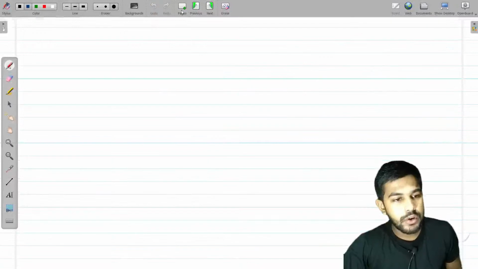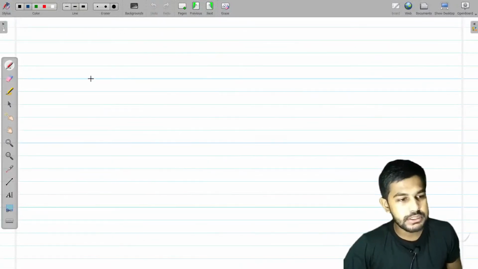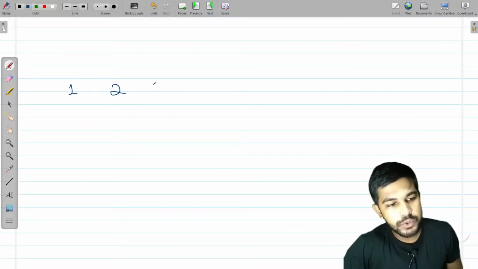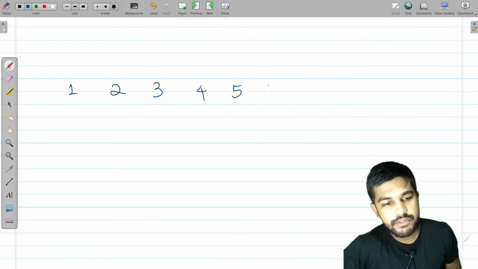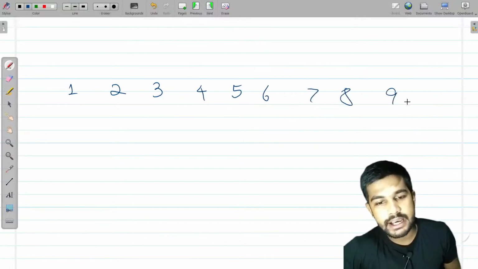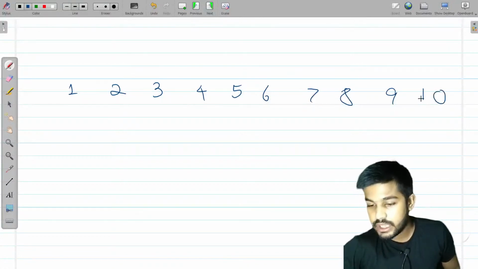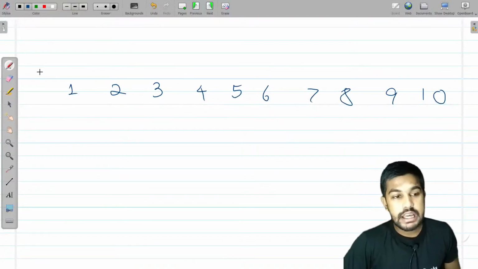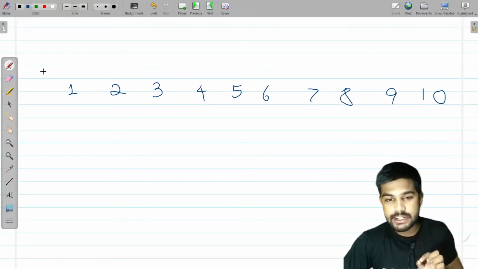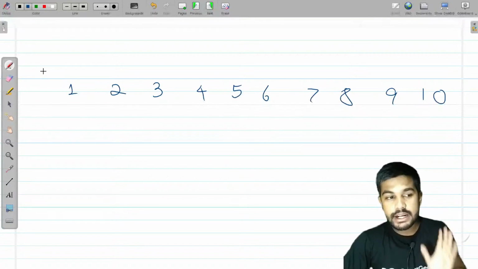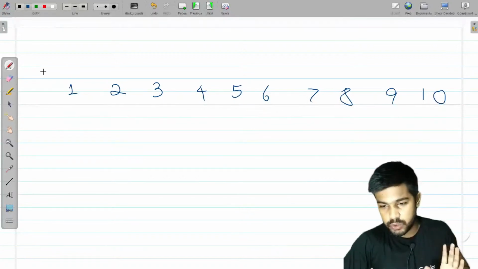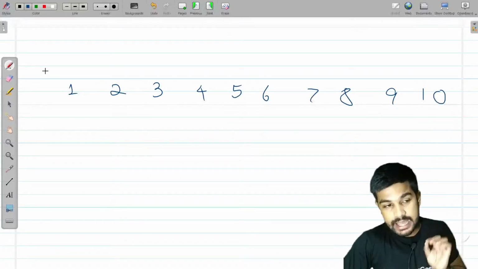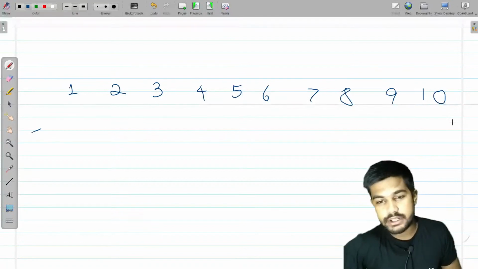Okay, now suppose there are numbers 1 2 3 4 5 6 7 8 9 10 itself. Okay, now what we would do is we are told to tell the primes. We are told to tell the primes that are from number 1 to 10.